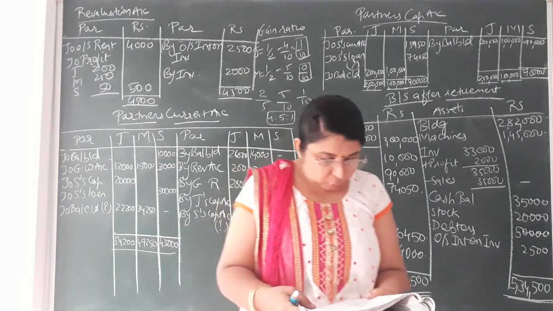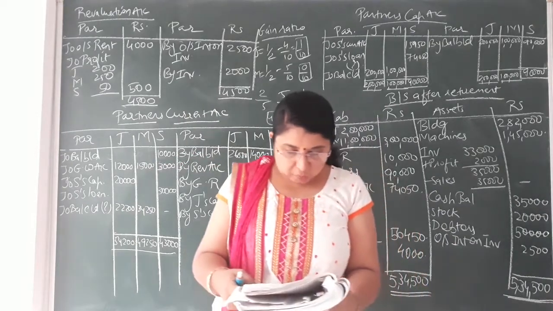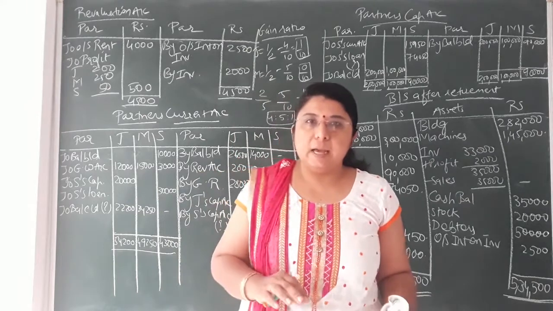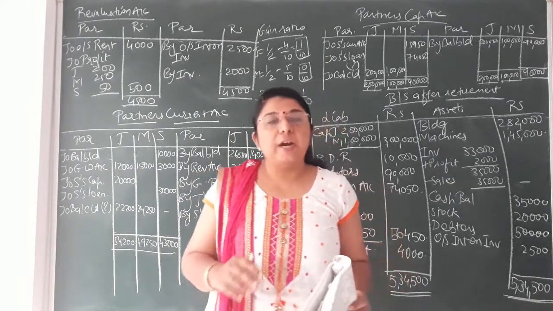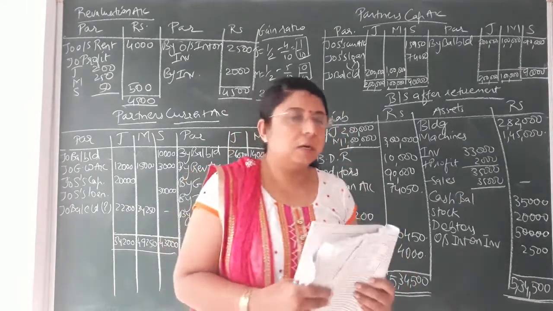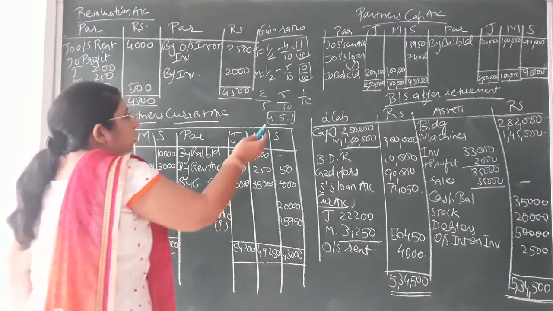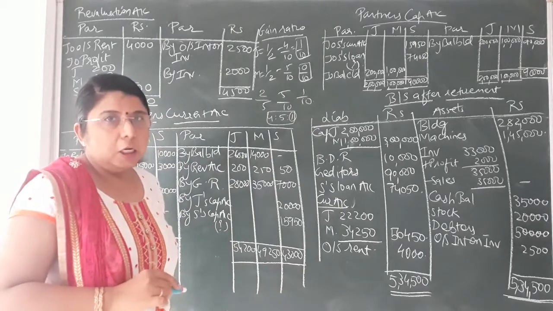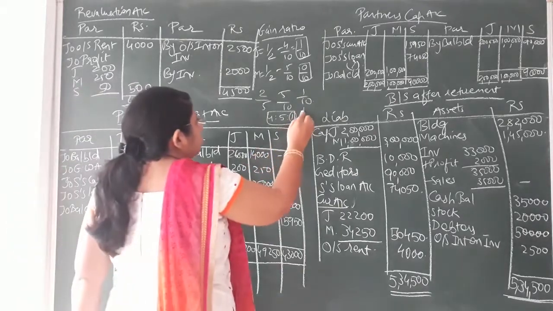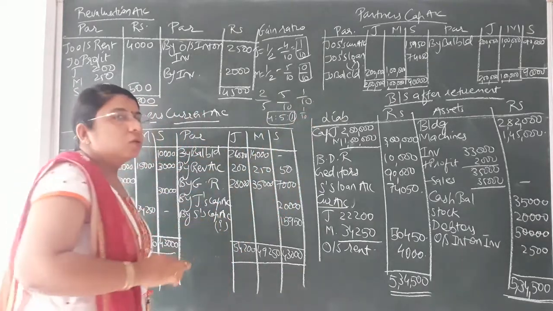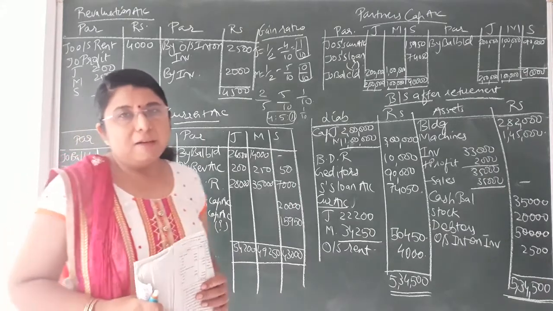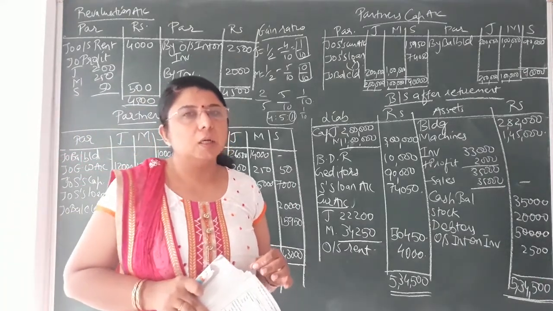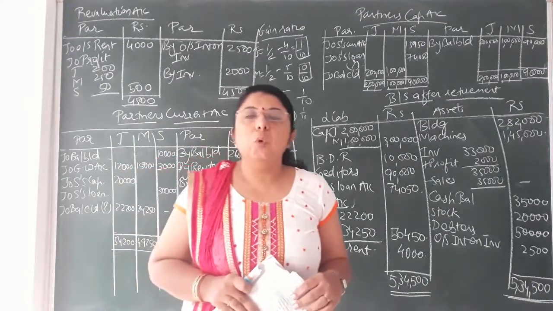Then afterwards, the fourth adjustment, that is goodwill of the firm is valued at rupees 2 lakh. Now this goodwill is the entire goodwill. Out of that we have to find the share of the retiring partner. Out of the three partners, the partner Smruti is the retiring partner. So her share would come to 1 by 10, right? So 2 lakh multiplied by 1 by 10 would come to 20,000. So the share of the retiring partner in goodwill would come to 20,000.